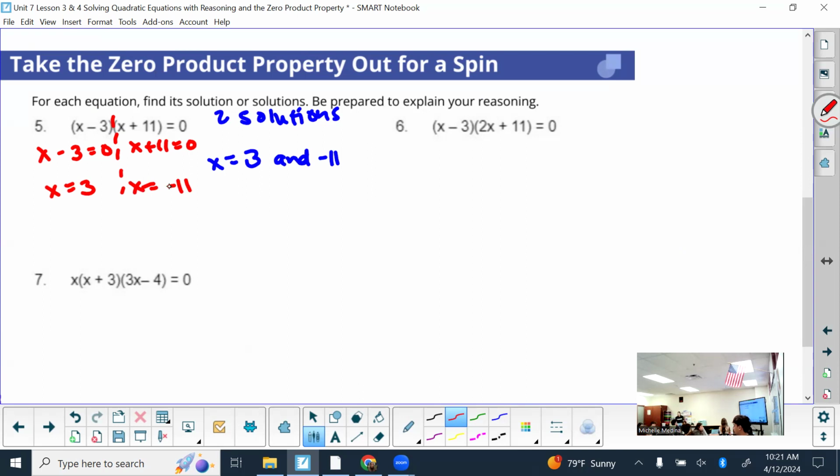Is that quadratic? Would it have an x squared, or would it be u shaped? Okay, we'll revisit that in a little bit, but 2 solutions, these are the 2 solutions. Table 9, what about in number 6? Okay, I think I heard you. Could you say one more time? 3 and -5.5 is correct.